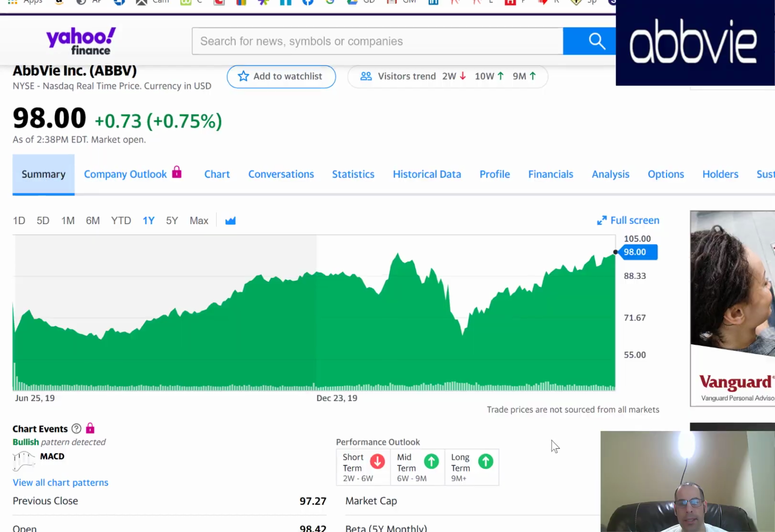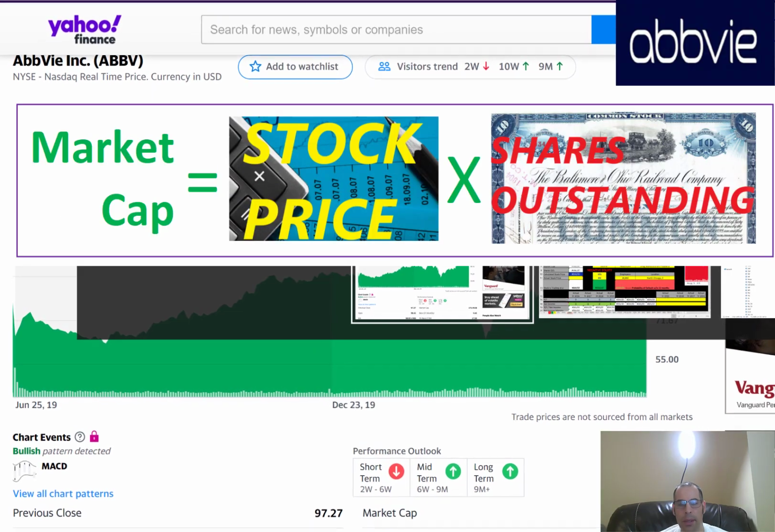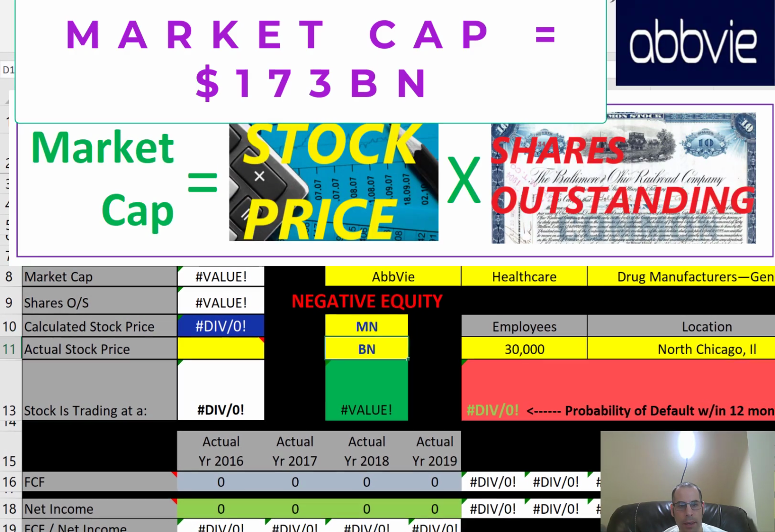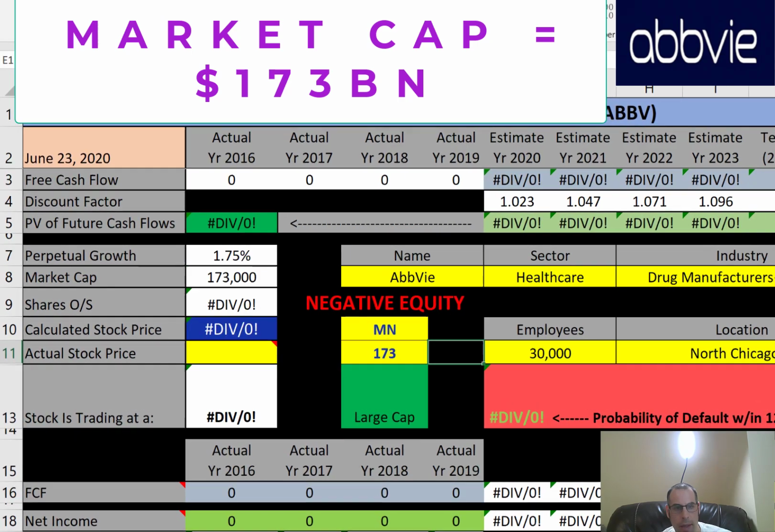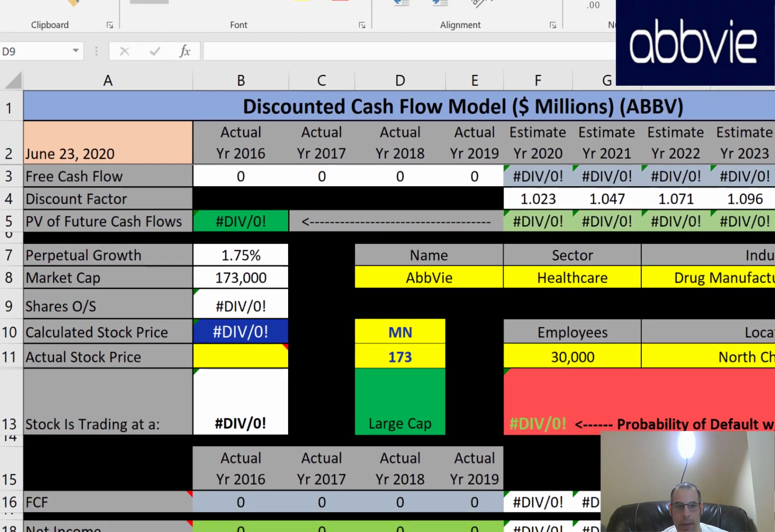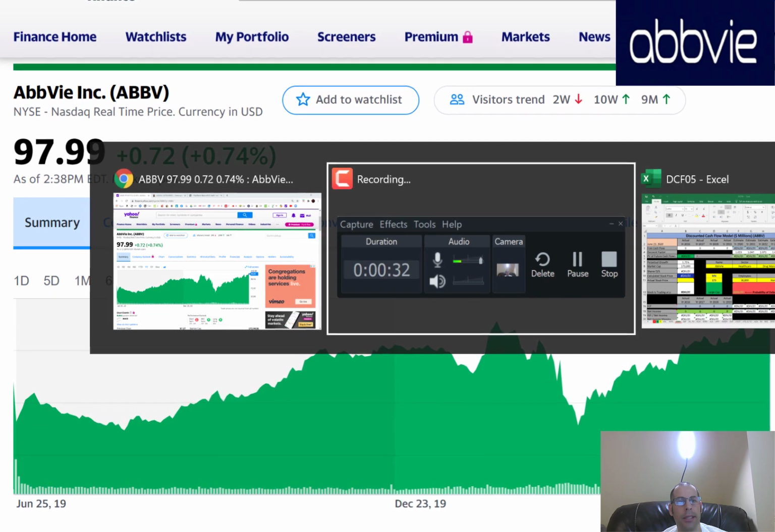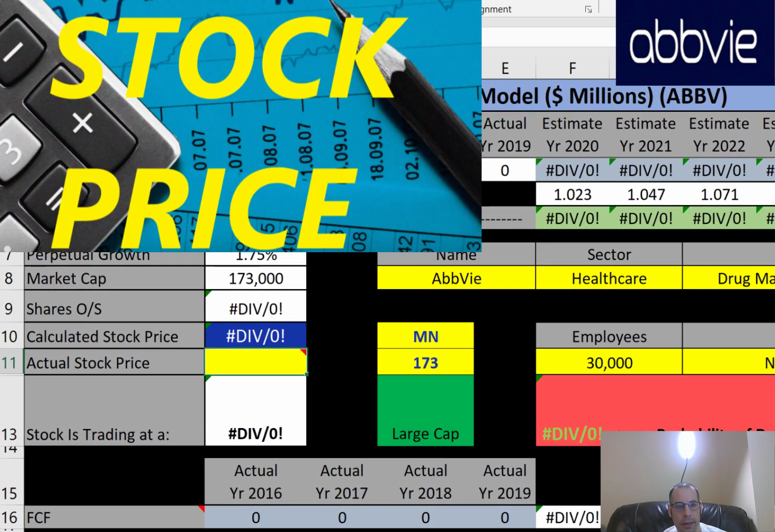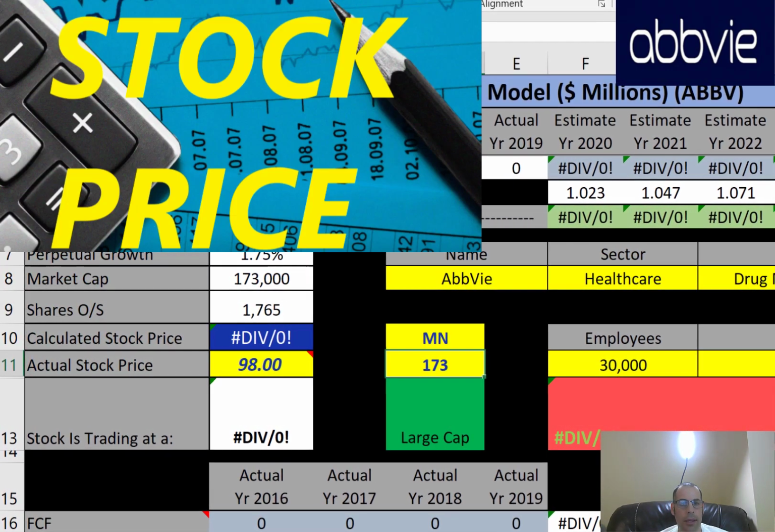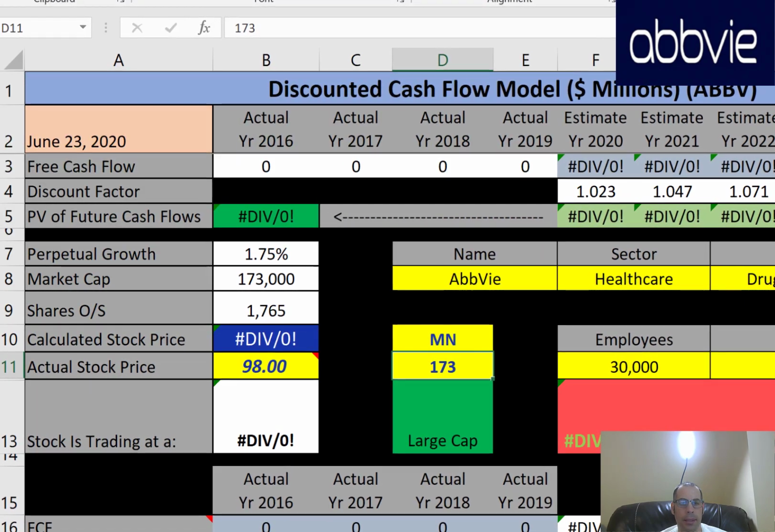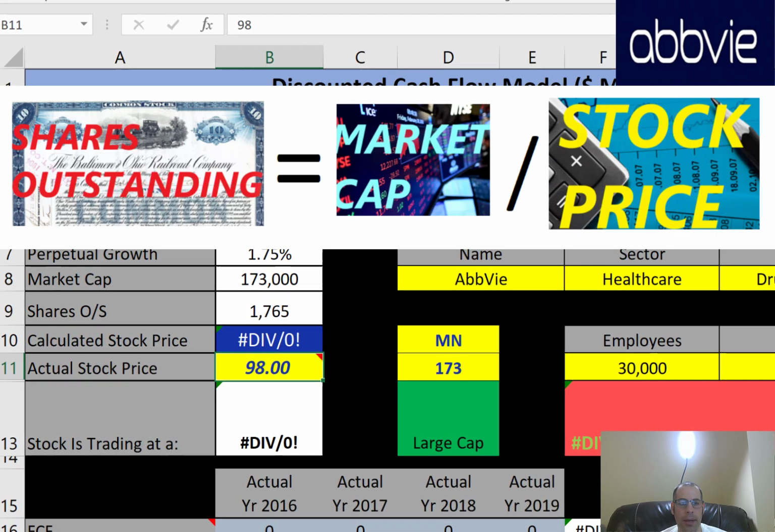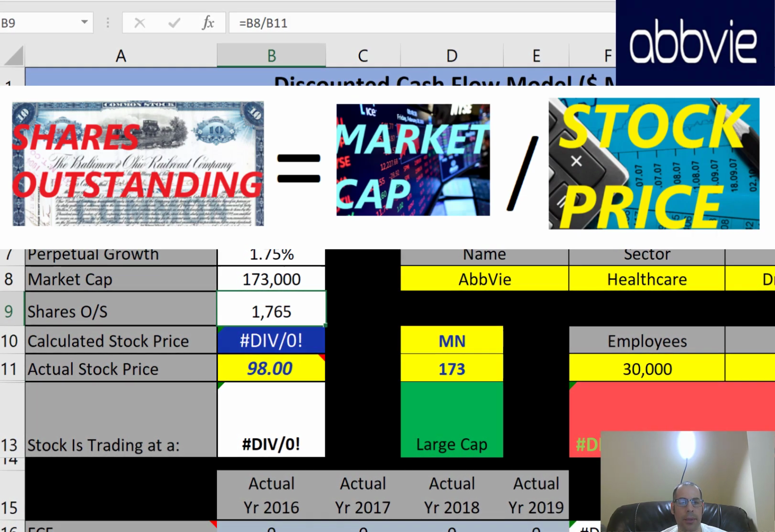So AbbVie has a market cap of $173 billion. It's a really big company. And they have a stock price of $97.99. So now we know the shares outstanding, because the market cap divided by the stock price gives you the shares outstanding, 1.8 billion.